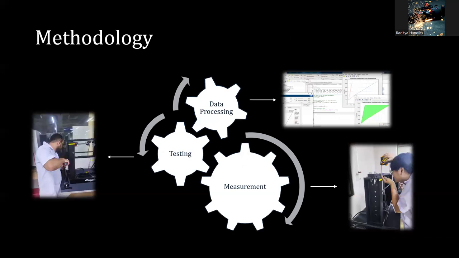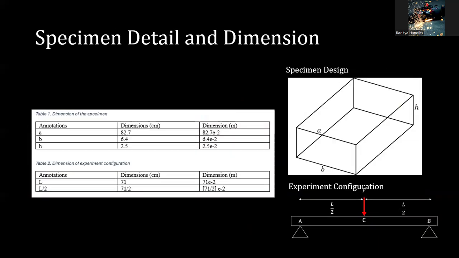And here is the methodology for our experiment. The experiment consists of three stages. The first stage is the measurement of the specimen and experimental configuration. The second one is testing the specimen using the three-point bending method, and the last stage is data processing, including the data cleaning and determining the mechanical properties of the specimen based on the experiment results.